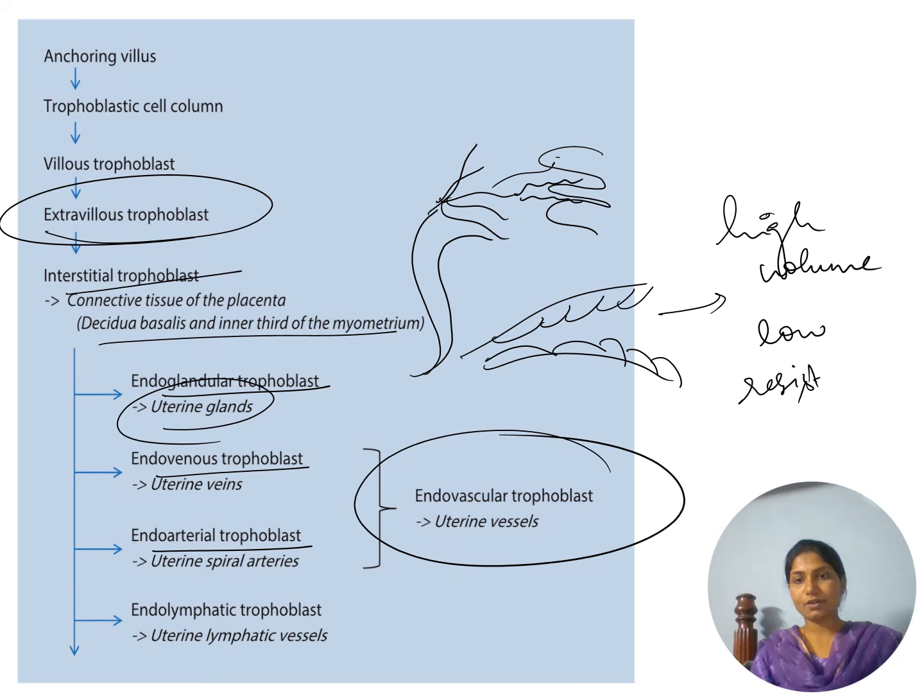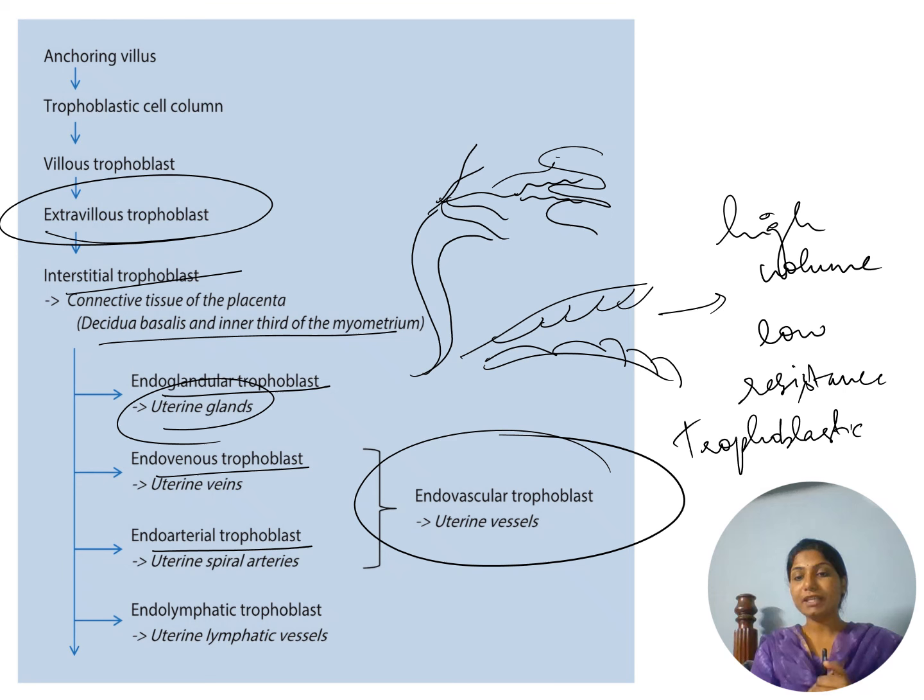So this is called trophoblastic invasion. This trophoblastic invasion up to the level of the endometrium occurs from 12 to 14 weeks, and till the inner third of the myometrium, the outer third of the myometrium, it occurs till 16 weeks. So by 16 weeks the trophoblastic invasion is complete, and the spiral arterioles have been converted into a low resistance, high volume circulation.